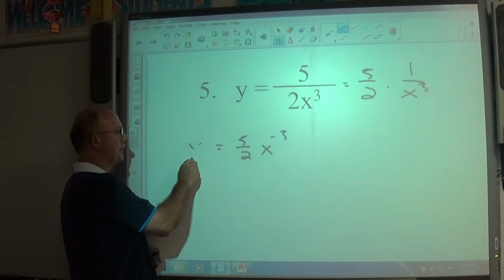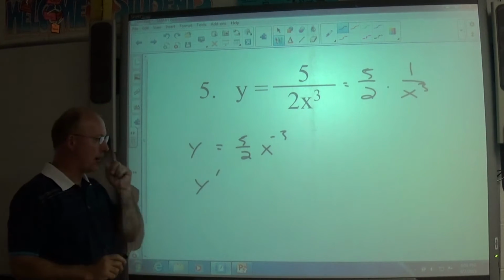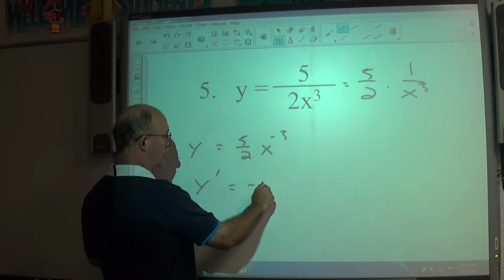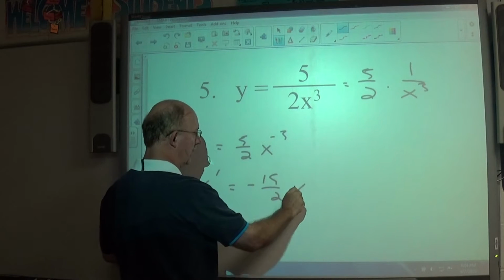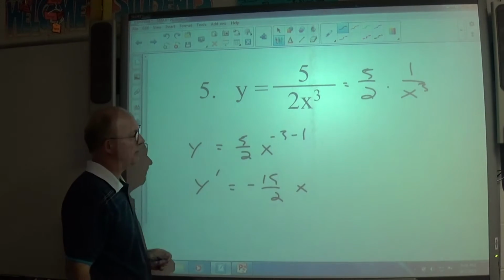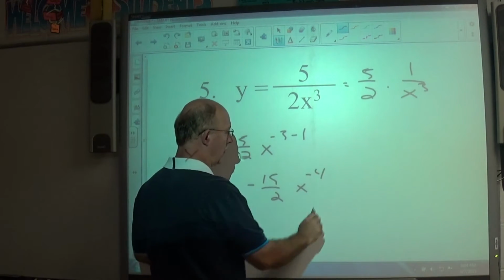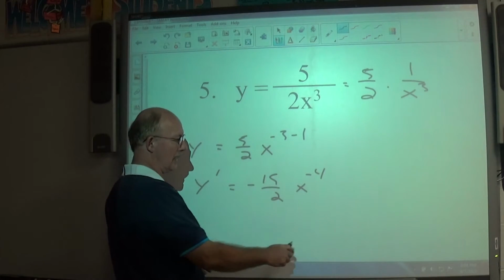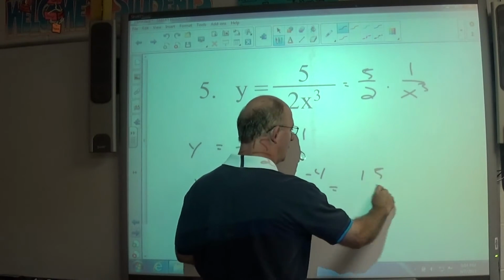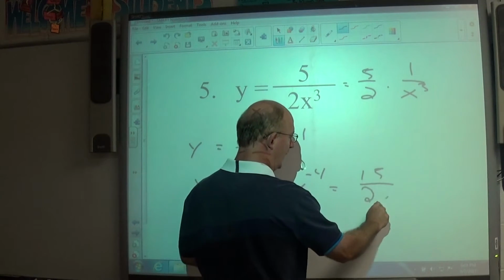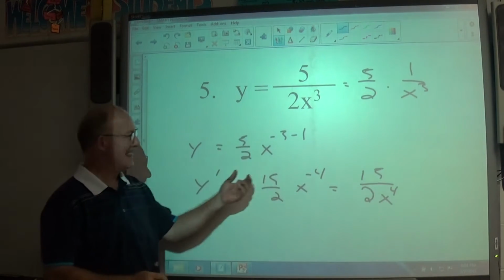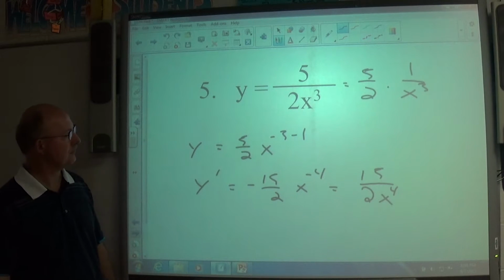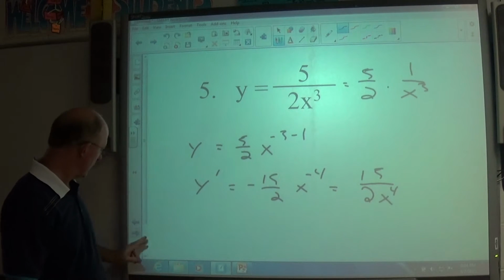Now, this is y. The derivative, y prime, will be negative 3 times 5/2, which is negative 15 over 2, times x, and you subtract 1 from your exponent, so it's x to the negative 4 power, and that's your derivative. Now, you can rewrite this without the negative exponent: negative 15 over 2x to the positive 4 power. That negative exponent ends up in the bottom of your fraction.